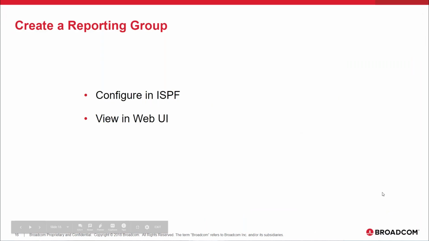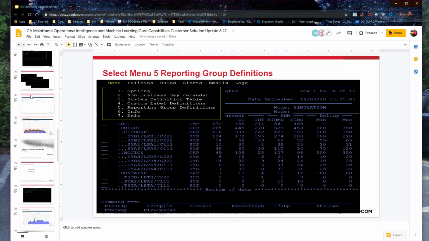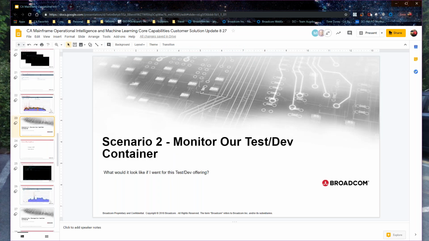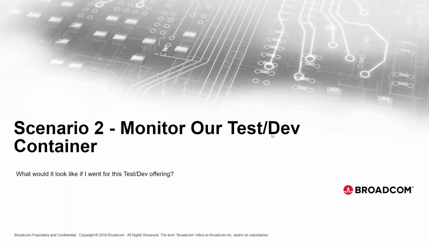That's what I wanted to do with it. So let's find the right screen and jump to scenario number 2. Okay, so we want to monitor our test dev container. So actually, fundamentally the same job. Test dev container is going to be our test and development LPARs that we define with IPM as being part of that new pricing. And I should stop calling it a container. Apologies about that. Sorry, IBM, if you're listening.